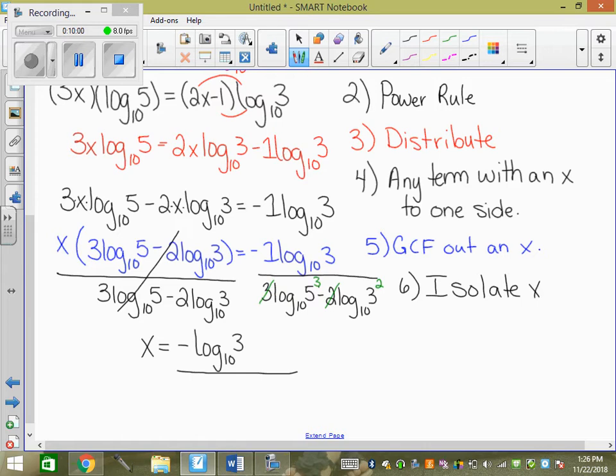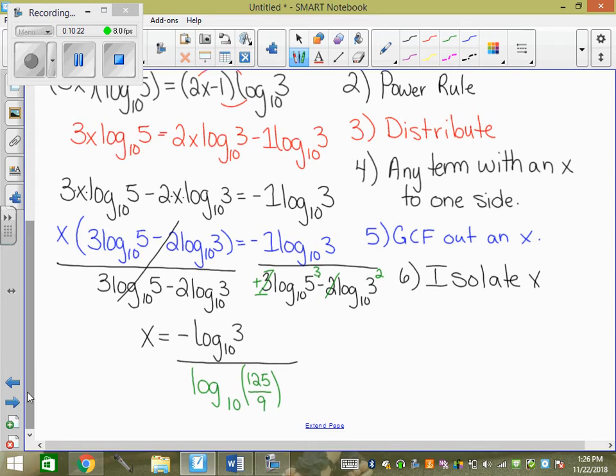So what am I actually going to get under here? I'm going to get log base 10. 5 cubed is 125. And it has a plus 1 in front of it now, so it goes in the numerator. 3 squared is 9 and has a minus 1, so it goes in the bottom. Now you're extremely close to being done.